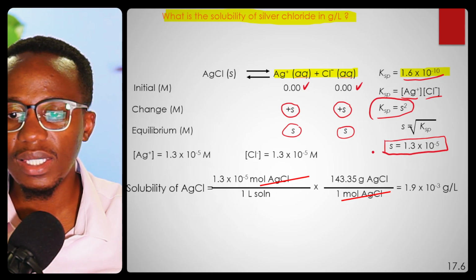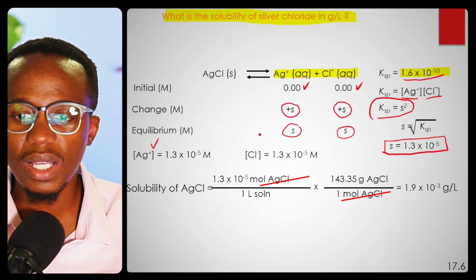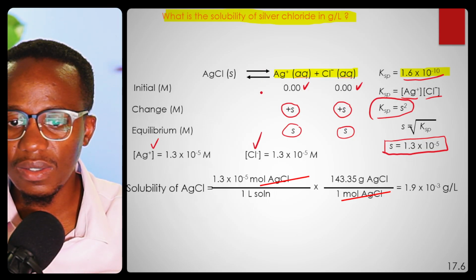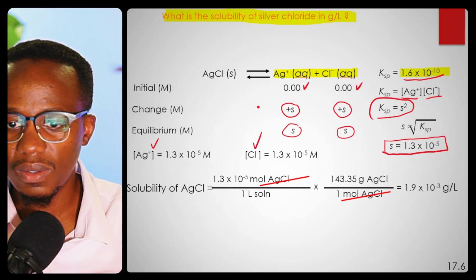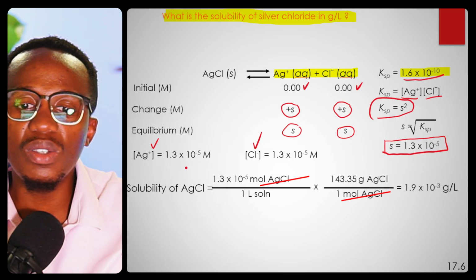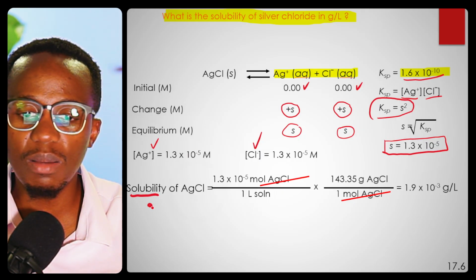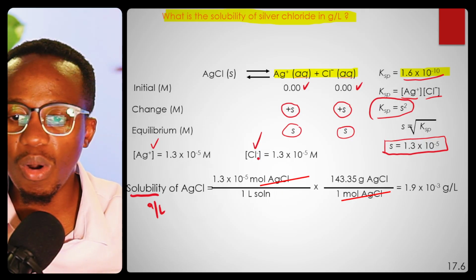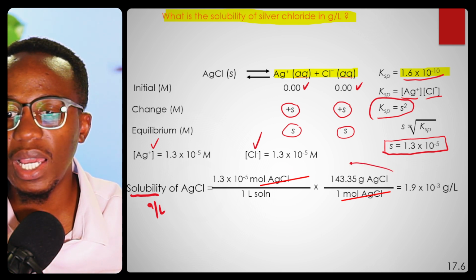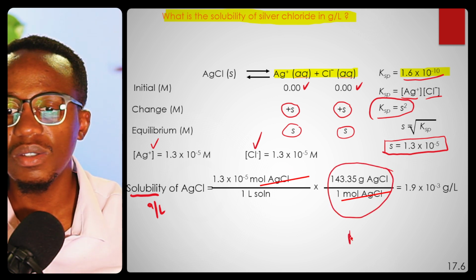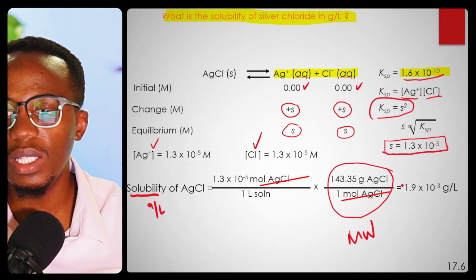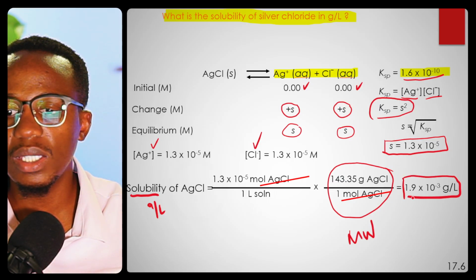Why do we care about S? Because S is the concentration of Ag plus and the concentration of Cl minus. So S is the molar solubility, right? In order to go from actual solubility, which is grams per liter, we turn our moles into grams by multiplying with the molecular weight. So we went from moles per liter to grams per liter through the molecular weight. So this is the solubility.